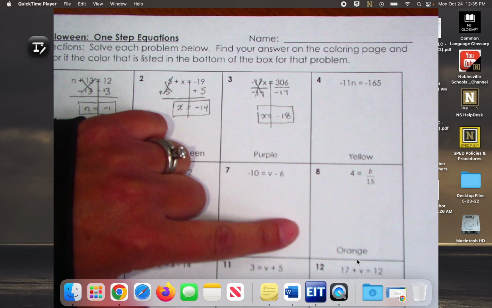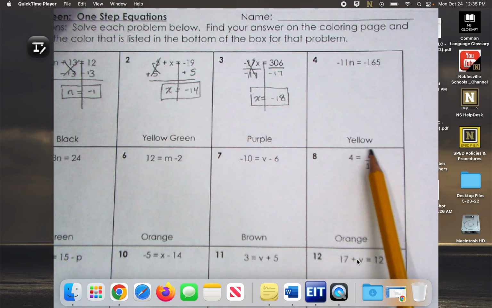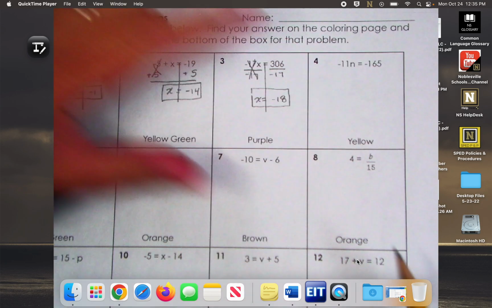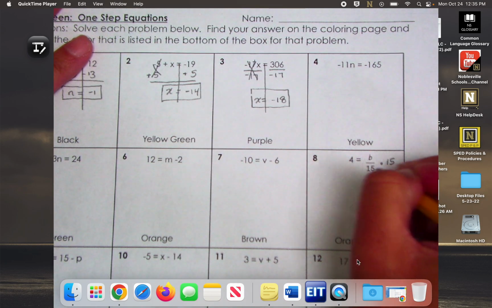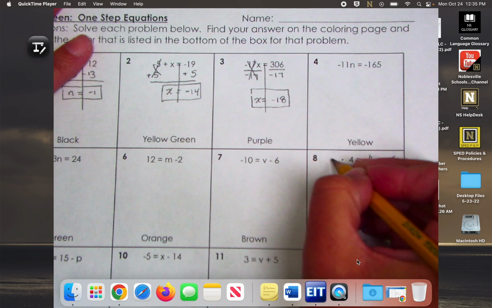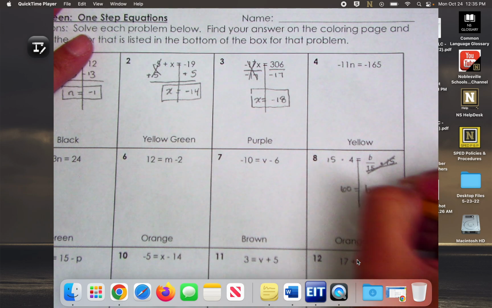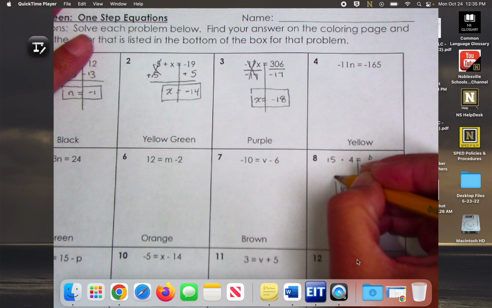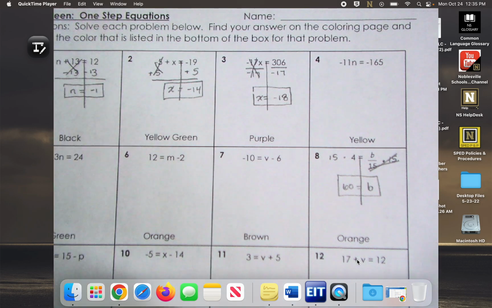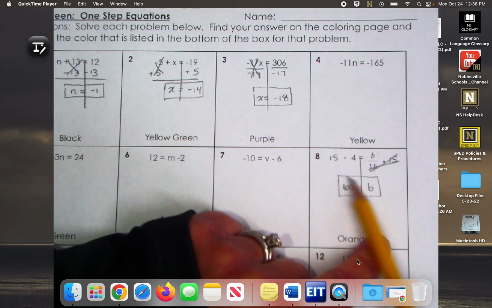Let's look at number 8 down here. We're going to skip down to number 8. What's happening here with this b and this 15? What's happening there? Emma? Division, right? A fraction is just another way to show division. So I'm going to multiply times 15. Now that's gone. And then I have to multiply the left side by 15 also. So I'm going to get 60 equals b. I do not like that they use the variable b. It is what it is. If I put 60 up here, 60 divided by 15 does equal 4. So that's how I know it's accurate.